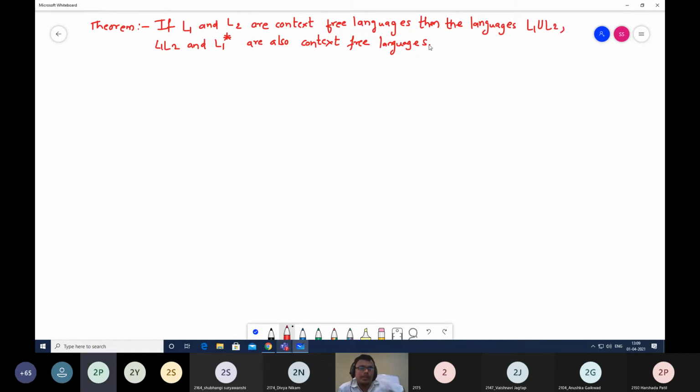This sounds very similar to our Kleene's theorem, right? In Kleene's theorem also we took two machines, and for those machines we used to apply union, concatenation, and Kleene star. But here now we will be dealing with grammar, and as it is a context free language, we will be dealing with context free grammar.